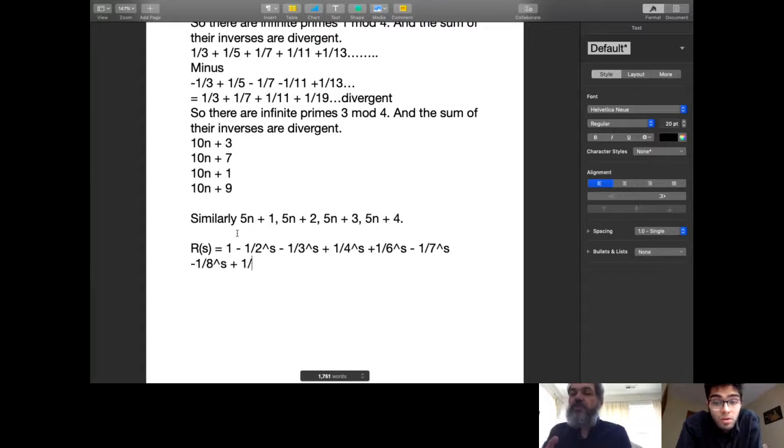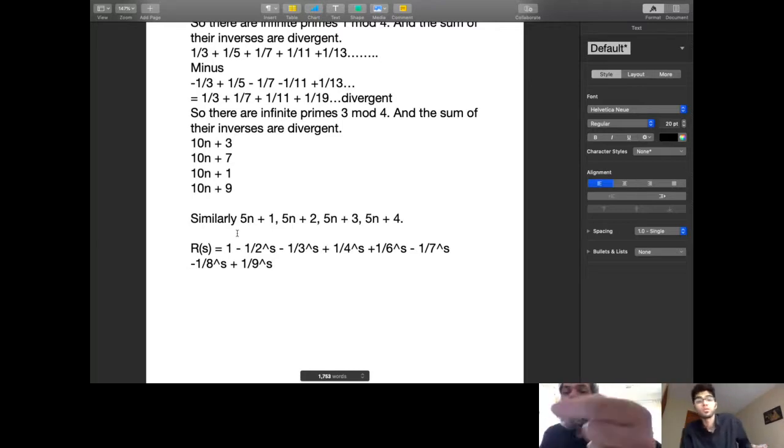7 is congruent to 3. No, what am I saying? 7 is congruent to 2. We took 2 to the s with a minus in front of it. We'll take 7 to the s with a minus. So exactly as you wrote, 1 over 9 to the s. Then we jump over 10. And we go with 11, again with a plus.